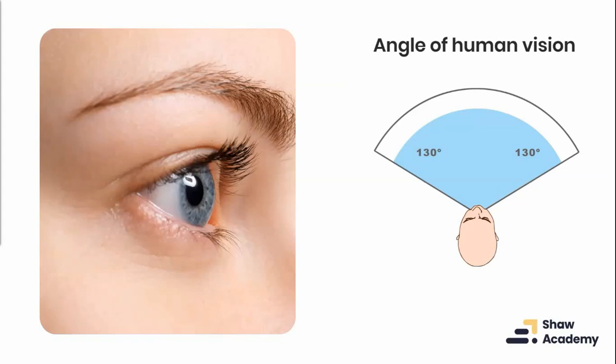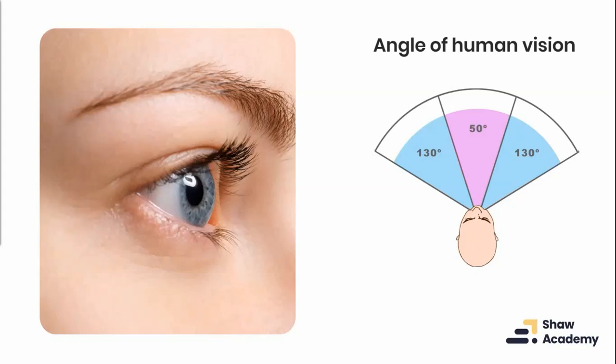But when we actually speak about what's directly in front of us and what we focus on, well, that field of vision is actually much, much smaller and is 50 degrees. Only 50 degrees. So that focused field of vision that we see when we look straight forward and we're looking directly at something is about 50 degrees.